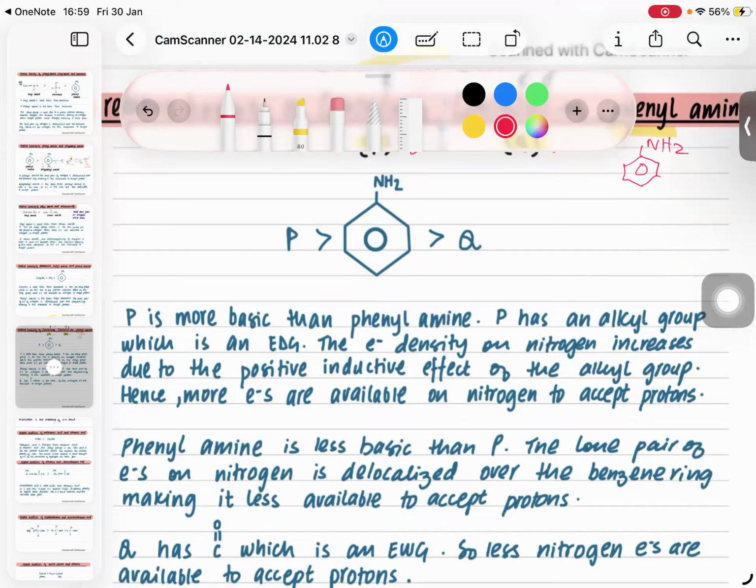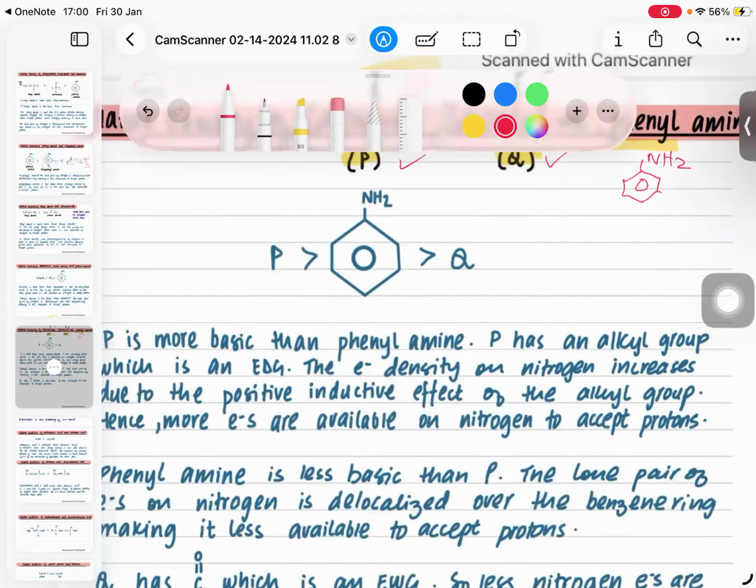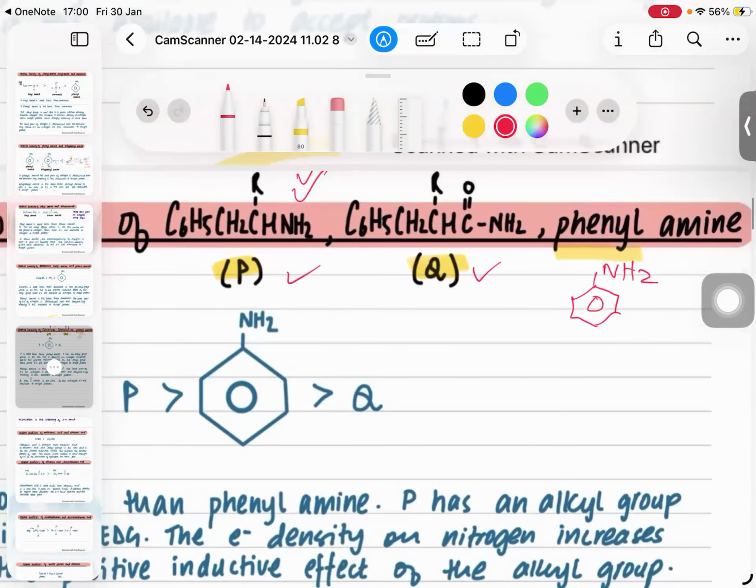Okay? Got it? But what would we write if we compare phenylamine and Q? Now let's compare phenylamine with Q. In Q, you always know what explanation you have to give when you have C double bond O. You will say simply that Q has a C double bond O attached to a nitrogen, and because of the high electronegativity of oxygen, it acts as an electron withdrawing group, making the nitrogen's electrons less available.